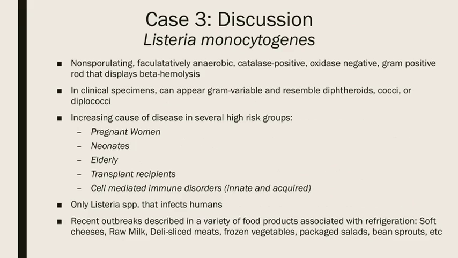So let's talk a little bit about Listeria monocytogenes. It's a non-sporulating, facultatively anaerobic, catalase positive, oxidase negative, gram-positive rod that displays beta hemolysis. In clinical specimens, however, surprise, it can appear gram variable and resemble diphtheroids, cocci or diplococci.